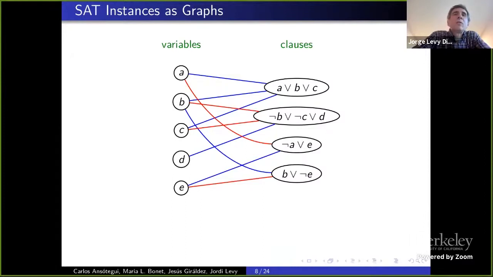There are two ways to transform a formula into a graph. One is to consider a node for variables and for clauses and use the incidence graph that describes when a variable occurs positively or negatively in a clause. The other is a graph where you only have nodes for variables and you connect two variables when there is a clause that contains both. In some cases I will use the bipartite graph, and in other cases we will use the graph that only contains nodes for variables.